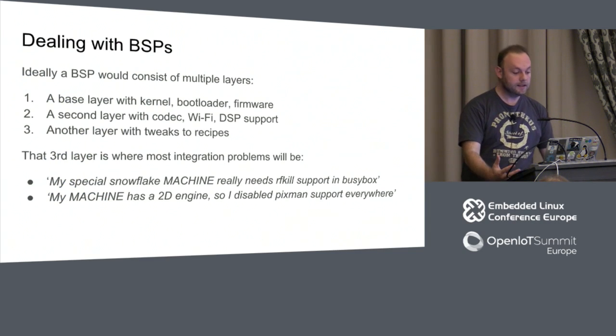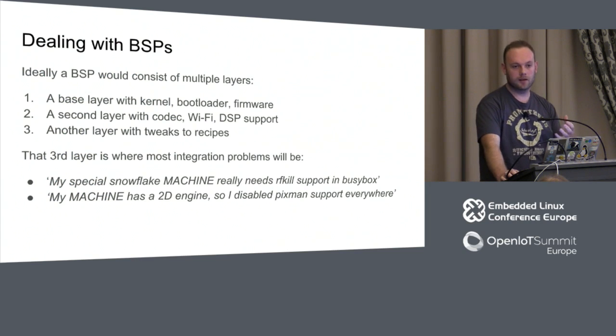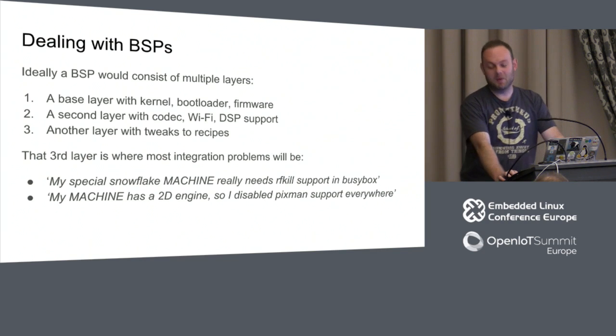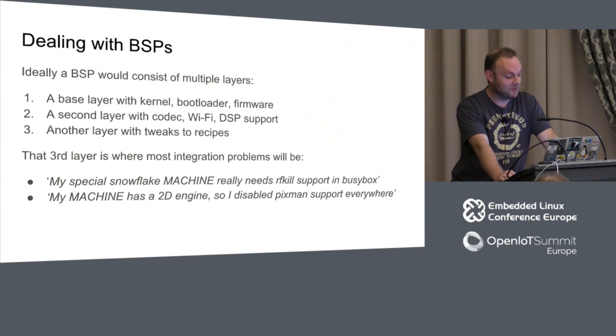So ideally, a BSP would be a single Git repository having multiple layers and a base layer that would have kernel, bootloader, firmware. So the bare minimum that you would need to get your machine to boot. A second layer would be with all the nice-to-have things like codecs, Wi-Fi, DSP, media, whatever. And a third layer where you go bbappend other recipes. And that's where the problems will be.